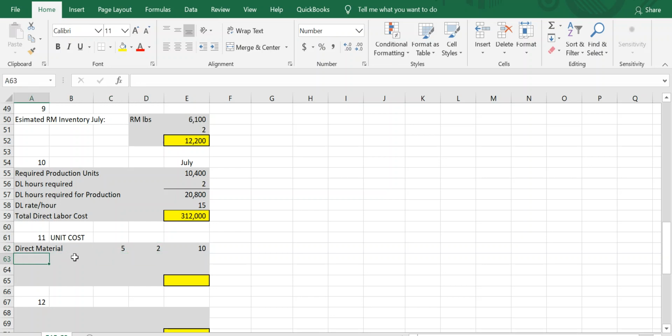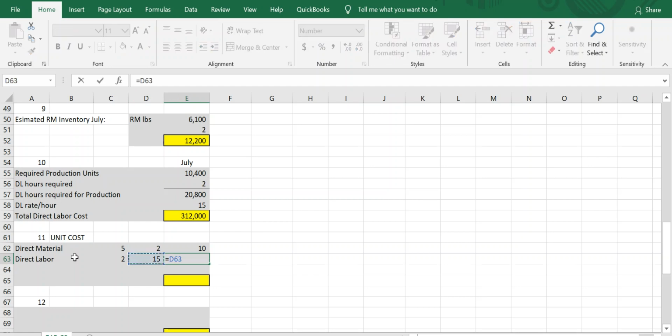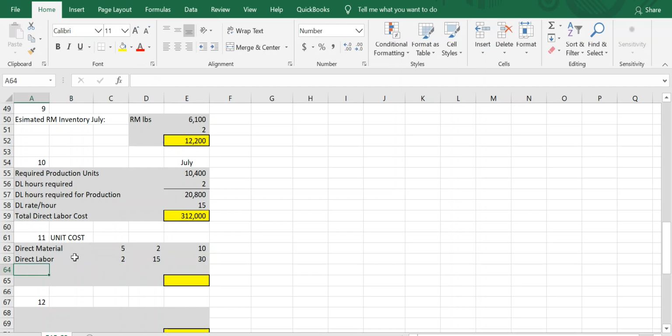Okay, then we have direct labor. We have 2 hours of direct labor required for each unit and $15 per hour for each hour of direct labor. So we're going to have a total of $30 for each unit produced in direct labor. And then the last thing that we have is manufacturing overhead.